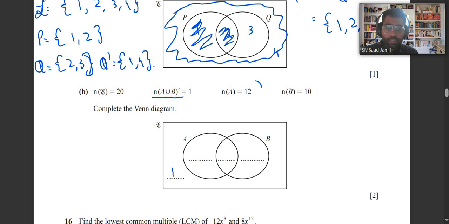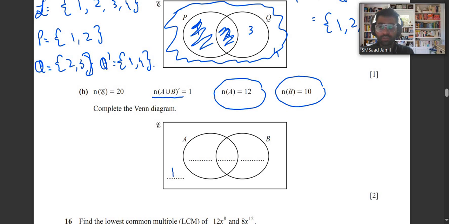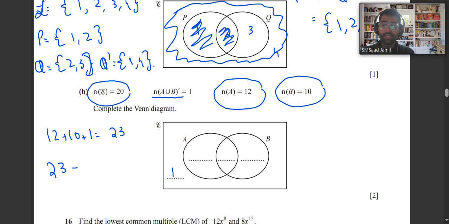Now number of elements in A is 12, number of elements in B is 10, and A union B complement is 1. So this means 12 plus 10 plus 1, that's 23, and the overall elements in the universal set are 20. So 23 minus 20 would give you 3. So the intersection is 3.